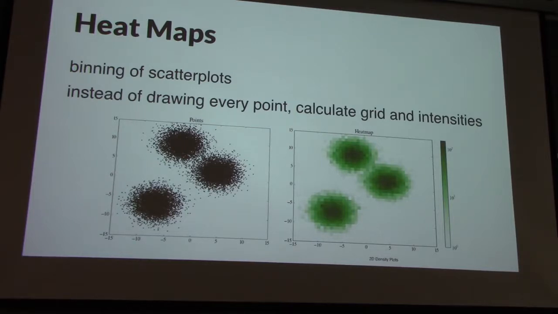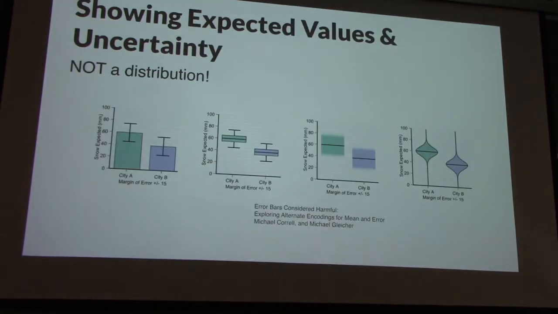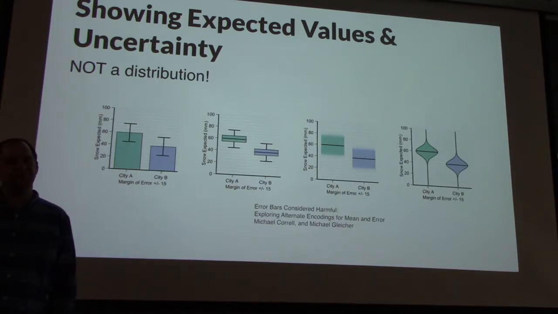Yeah? It seems like violin plots fix a lot of the problems with box plots, but don't introduce new problems. Should we just always use them instead? Yes, but they're trickier to create, right?